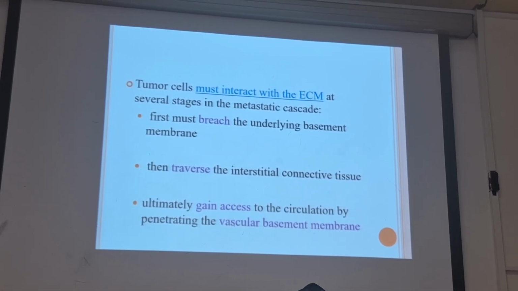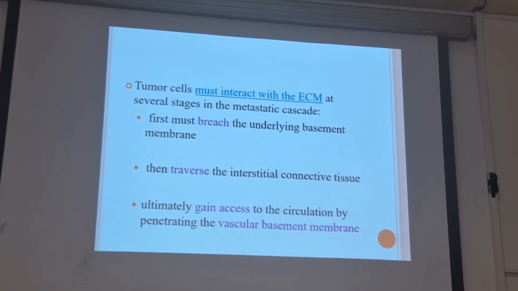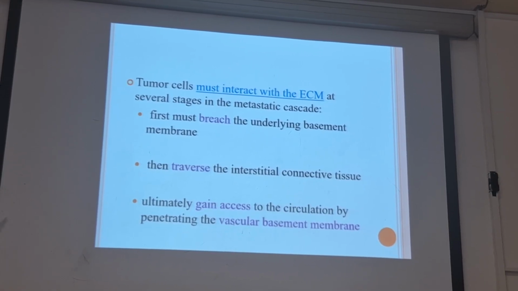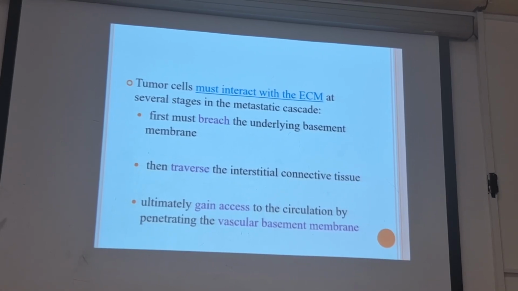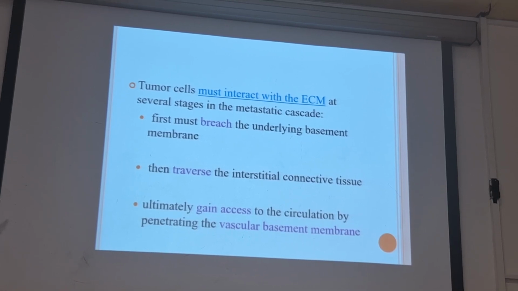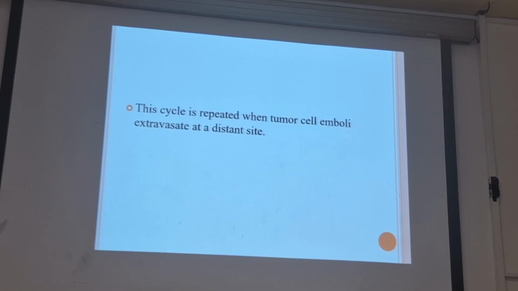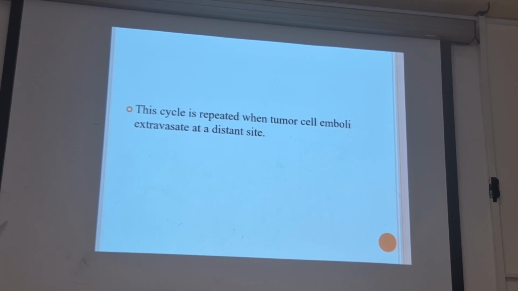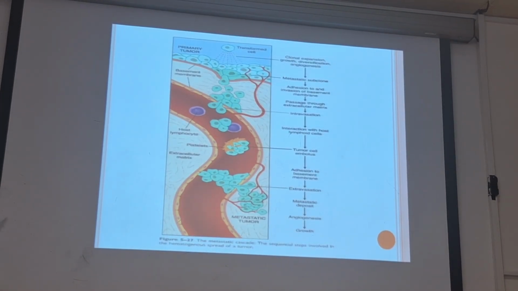Tumoral cells must interact with the extracellular matrix at several stages in the metastatic cascade. At first, they must reach the underlying basement membrane. After that, they traverse the interstitial connective tissue. And finally, they gain access to the circulation by penetrating the vascular basement membrane. And you know, this cycle is repeated more and more, and the tumoral cell emboli extravasate at a distant site.